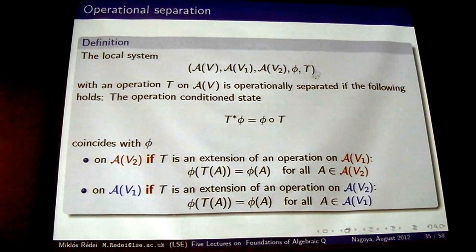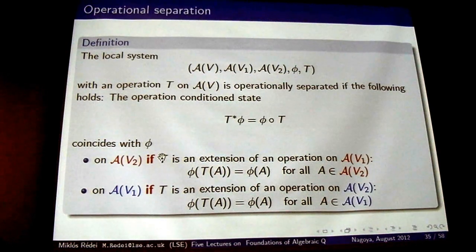So precisely, this system is called operationally separated in the following sense. The state of the large system after the operation coincides with the original state on AV2 if T is an extension of an operation on AV1. And it coincides with the original state on AV1 if T is an extension of an operation on AV2. In other words, I call the system operationally separated if that operation, if it represents an operation that was carried out here, leaves that system state in there, and if it represents an operation which was carried out here, leaves that system state in there. Okay? If this is the case, then I call the system operationally separated.